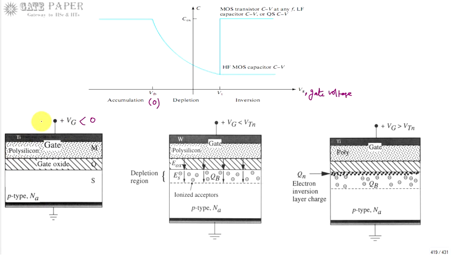If it is a negative voltage, it can attract positive charge carriers from the P-type substrate. In a P-type substrate, positive charge carriers are holes. Holes are going to be accumulated near the gate oxide. Just at the edge of the gate oxide, all the holes are accumulated, so holes will be accumulated over here.